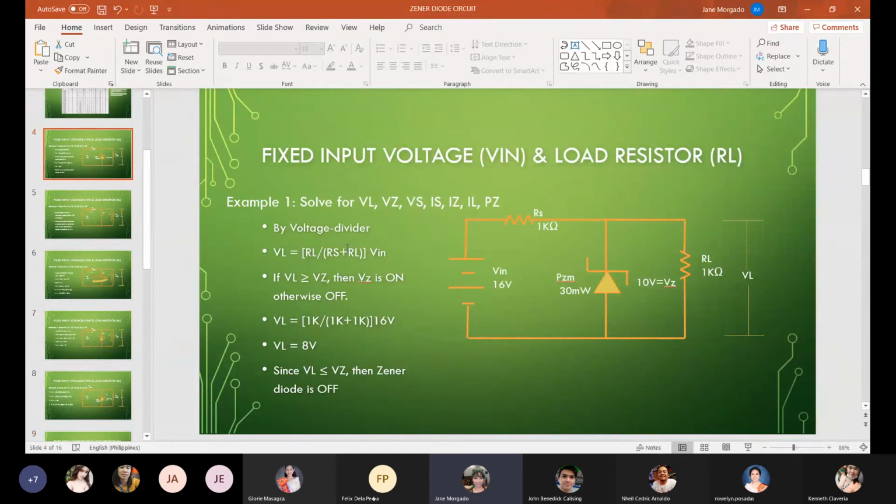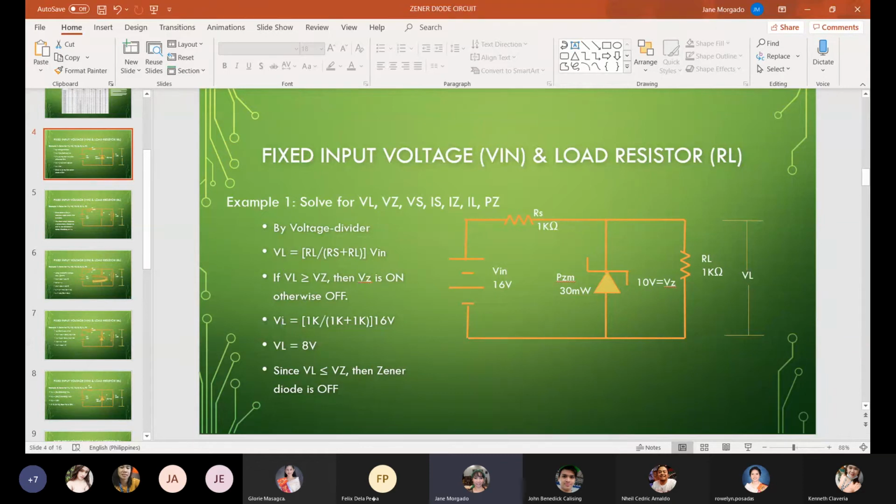Ayan, di ba? So, we have this. RL is 1K. So, basically, we have the same circuit. Okay. But then, we don't know if Zener is on or off. Okay. So, kaya nag-testing tayo. So, we test the Zener if it is on or off using voltage divider principle.